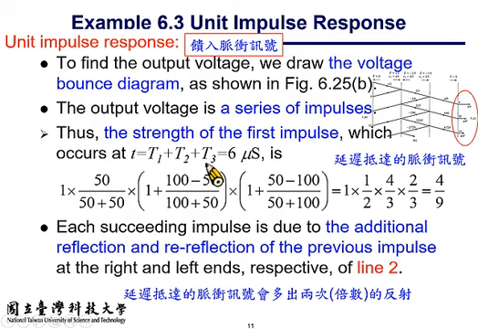Okay, so let's begin with the bouncing diagram of this example 6.3. The source is referred to as the unit impulse source. So the magnitude is 1, and the duration of the source signal is infinitesimal. It exists for a very short time in the time domain with magnitude 1, so it is called a unit impulse source.